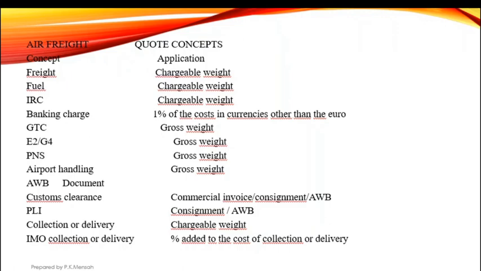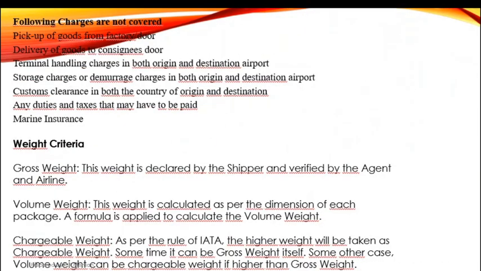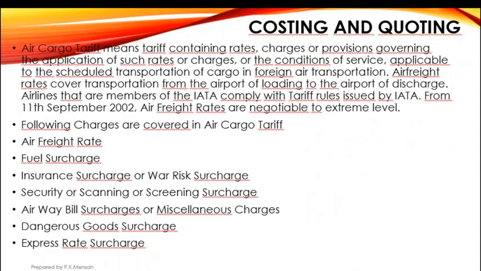Also in air freighting, we look at so many factors. Let me take you there. We have the air freight rates, the fuel charge, insurance. Security scanning is here. Airway bill surcharge, insurance charge is here. Dangerous goods surcharge is a different charge we impose on dangerous goods. If the goods are dangerous, we have a special charge we add on.